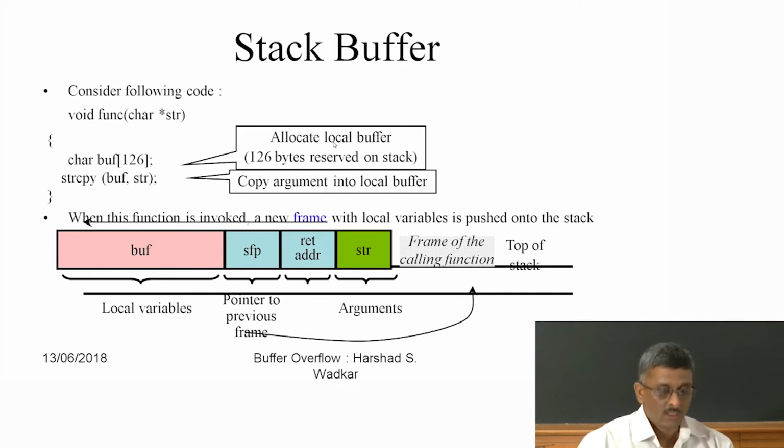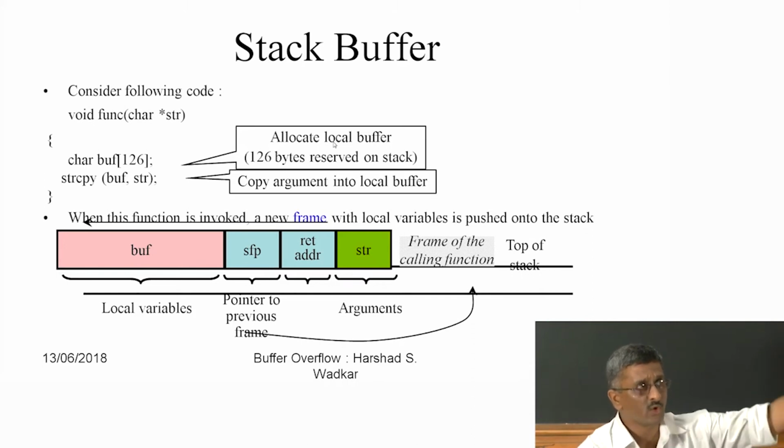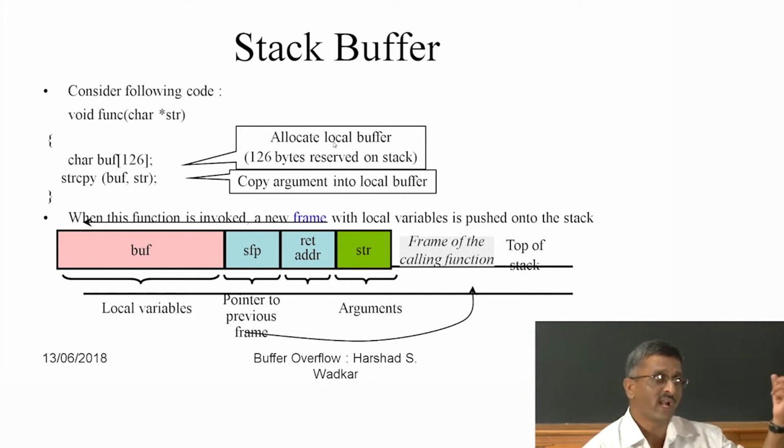I am repeating. There is a str that contains some data. I am going to copy str data to the buffer, which is of size 126 bytes. How are they placed? Buffer, SFP, return address, and str. If str has a 134 byte length, the first 126 will go directly into the buffer properly, the next 4 will overwrite the SFP, that is the frame pointer is gone, and the next 4 bytes change the return address also. So the return address is also gone, something else will come there, and that something is the address of the code where the attacker wants me to go.